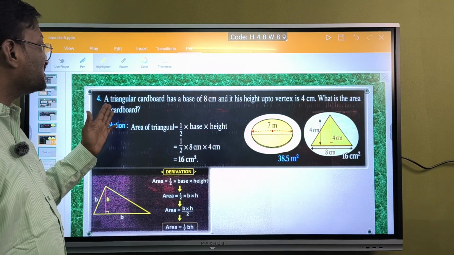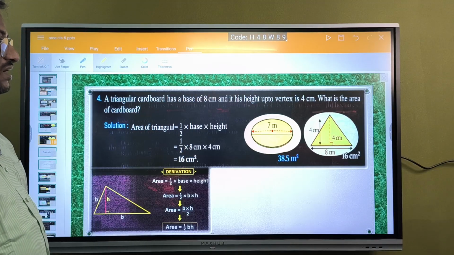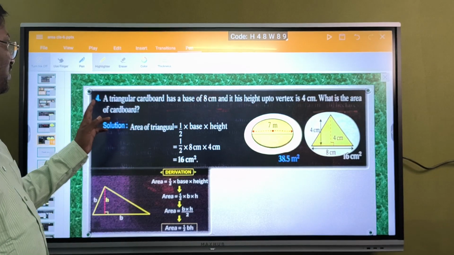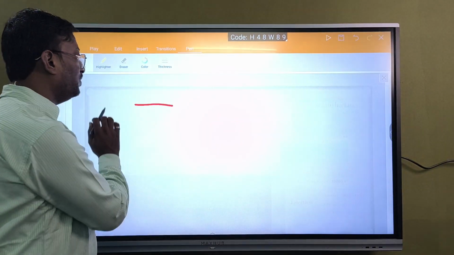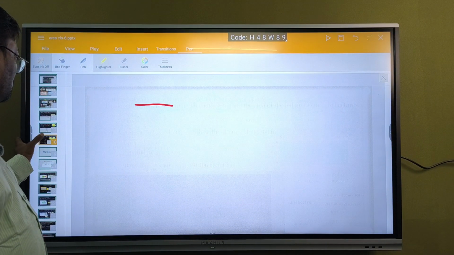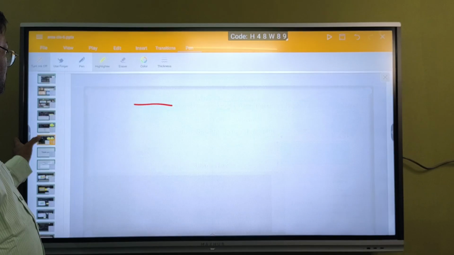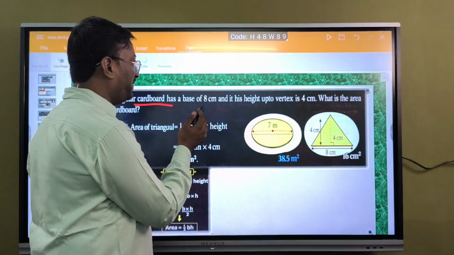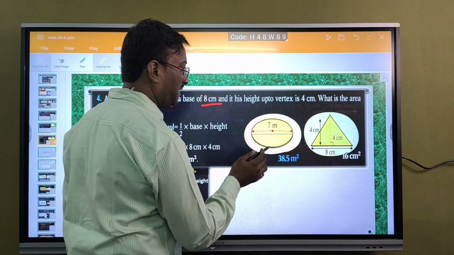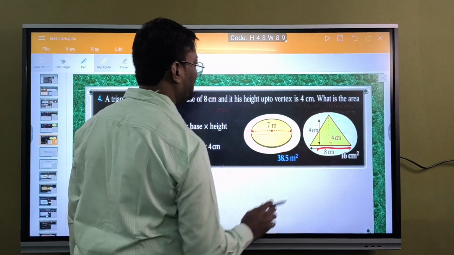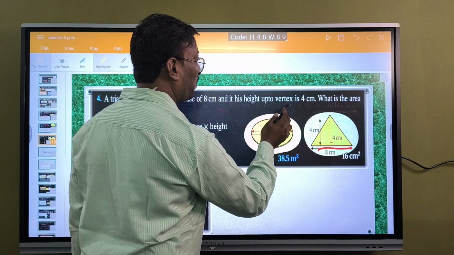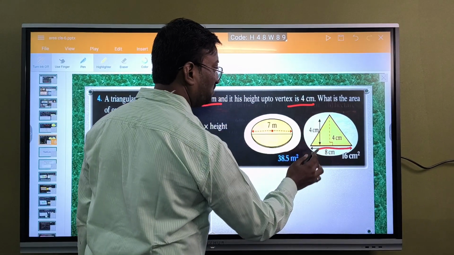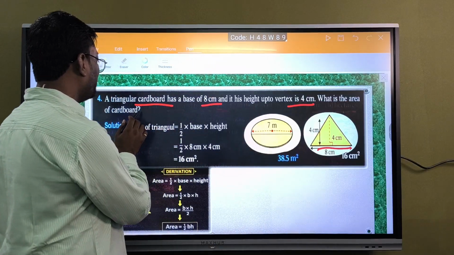A triangular cardboard. See here, there will be two things, triangle as well as circle. A triangular cardboard has a base of 8 centimeters. This is the base, 8 centimeters, and its height up to the vertex is 4 centimeters. This is the height, 4 centimeters. What is the area of the cardboard?